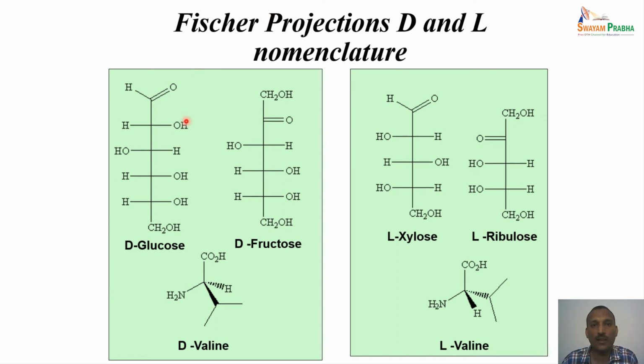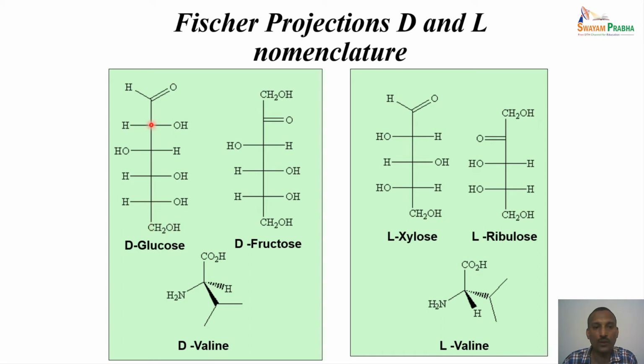Here, as I mentioned, we are looking at a few of the examples of D and L isomers. Here we have written the D-glucose isomer, and the D-fructose isomer is also written here. In both the cases, if you remember, how do we assign the D and L? The most oxidized carbon is kept at the top. So in this particular case, we have an aldehyde group that is kept at the top, and the CH2OH is at the bottom.